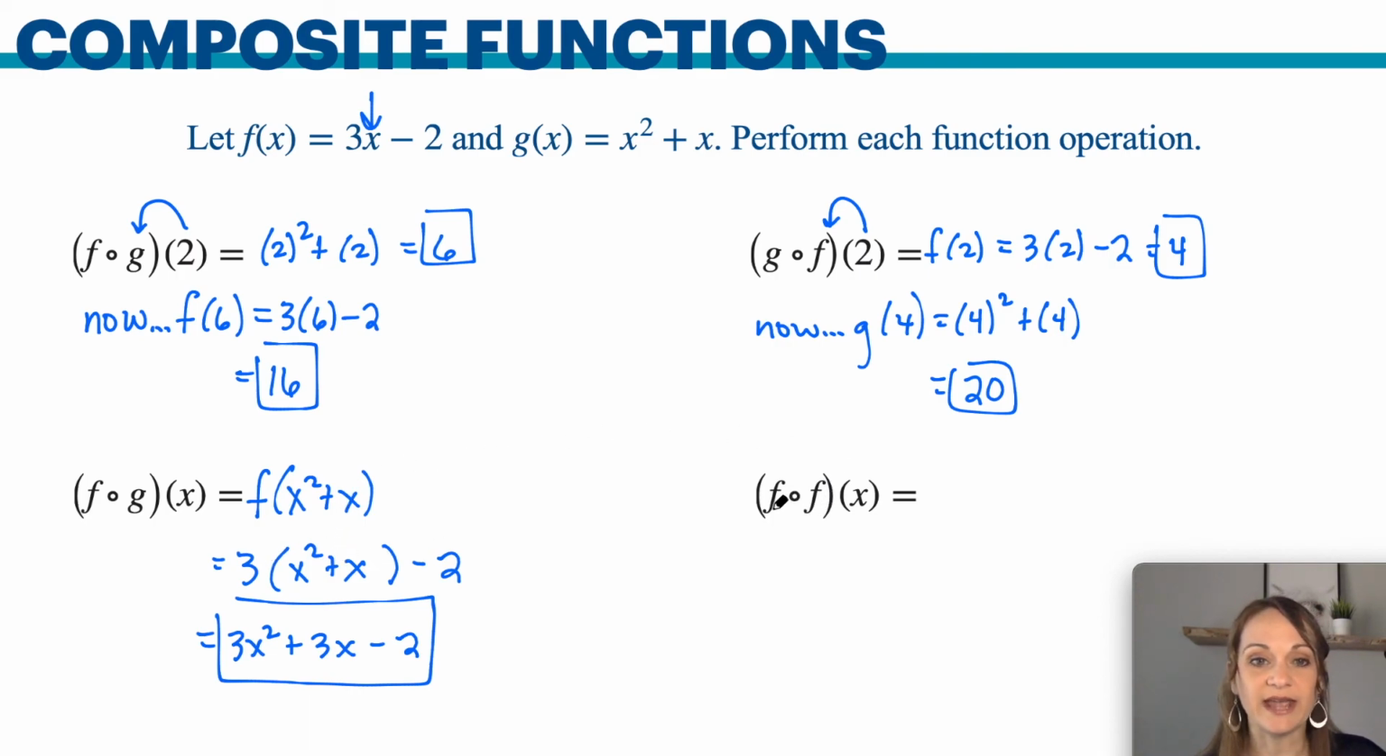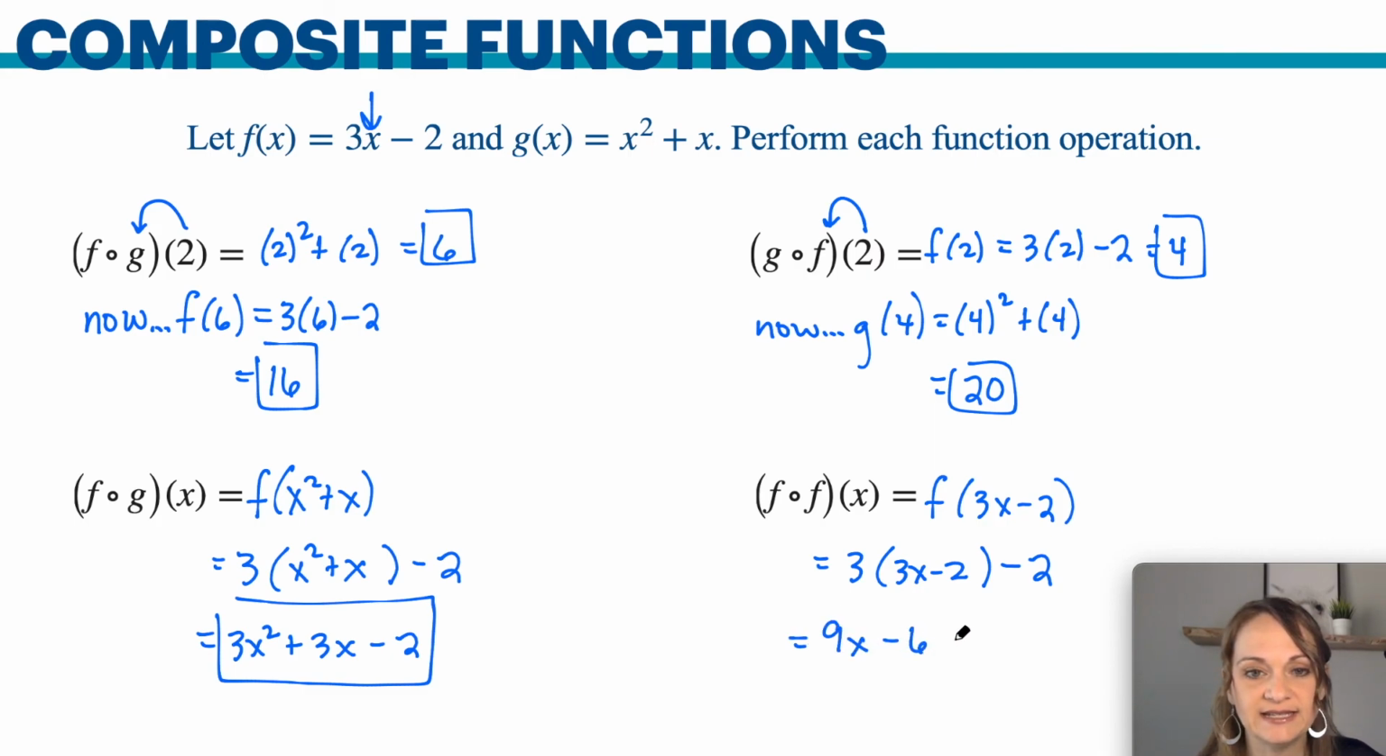So in this case, we are doing f of f. What you're going to do is take the function of f, which is 3x minus 2, and plug 3x minus 2 back into the variable. So we have 3x minus 2, but instead of x, we plug the entire function in. So our final answer is going to be 9x minus 6 and then a minus 2. So we get 9x minus 8.